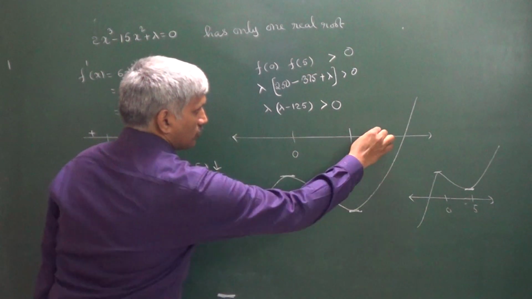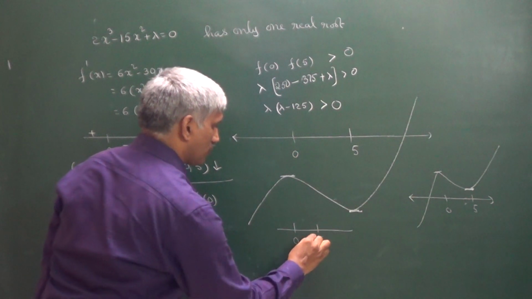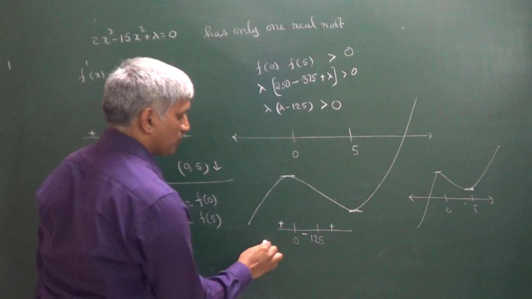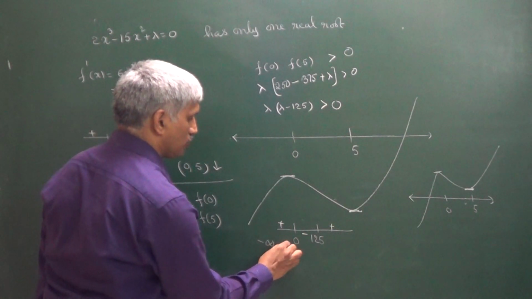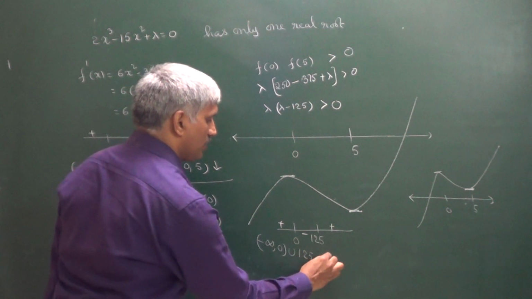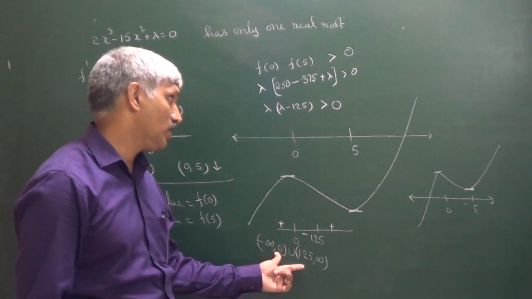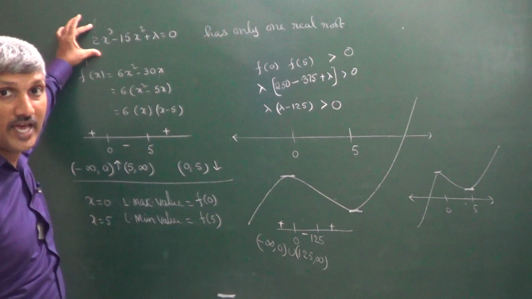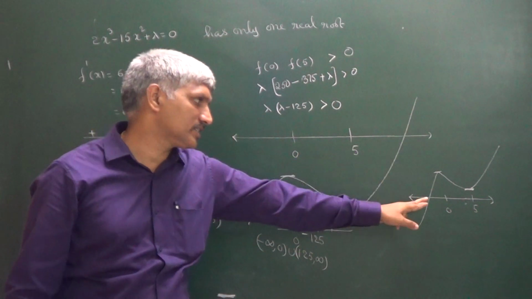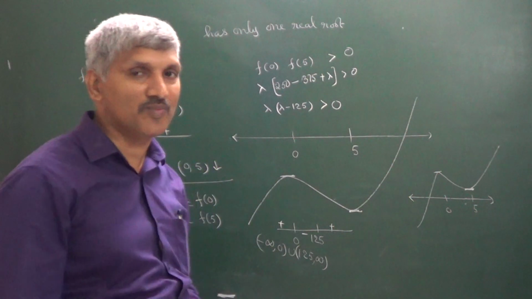Greater than 0 means, suppose separately I show it here, 0 and this is 125, plus minus plus. Greater than 0 means positive. So from minus infinity to 0, union 125 to infinity. For these values of lambda, this equation has exactly one real root. That means it meets the x-axis at only one point.